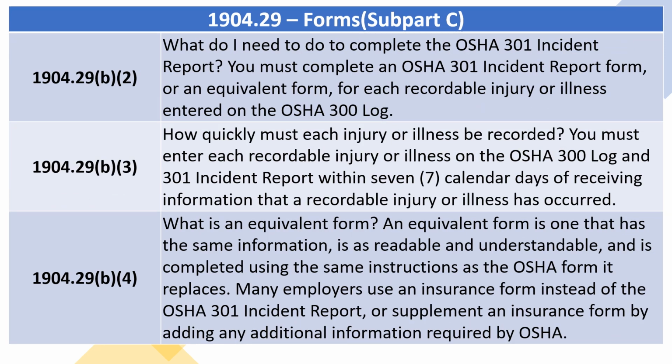1904.29(b)(2) What do I need to do to complete the OSHA 301 incident report? You must complete an OSHA 301 incident report form, or an equivalent form, for each recordable injury or illness entered on the OSHA 300 log.